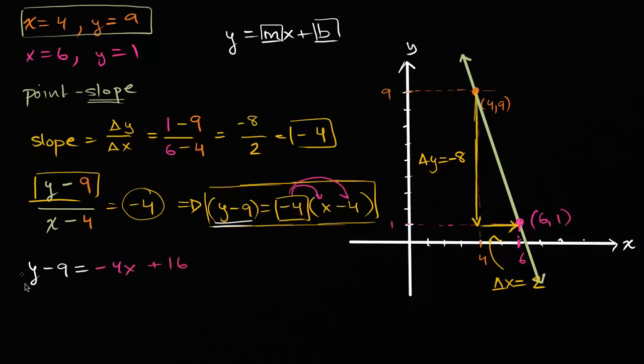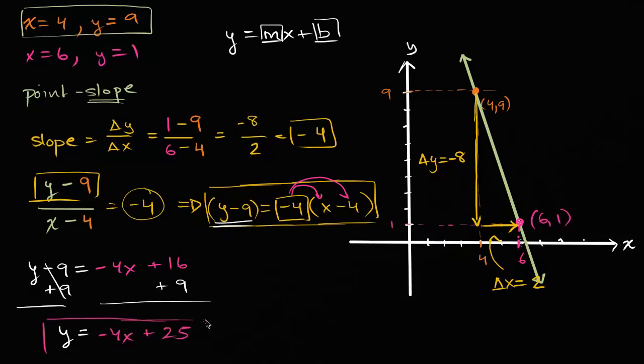And now if we just want to isolate the y on the left-hand side, we can add 9 to both sides. So let's do that. On the left-hand side, we're just left with y. And on the right-hand side, we're left with negative 4x, and then 16 plus 9 is plus 25. And there you have it. We have the same linear equation, but it's now represented in slope-intercept form.